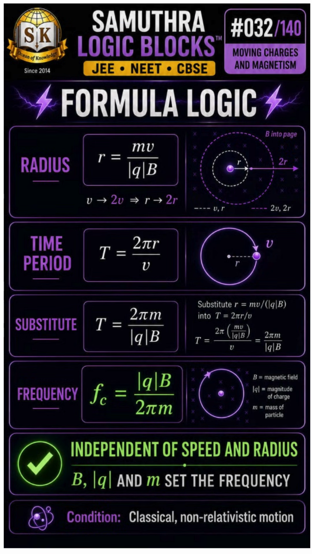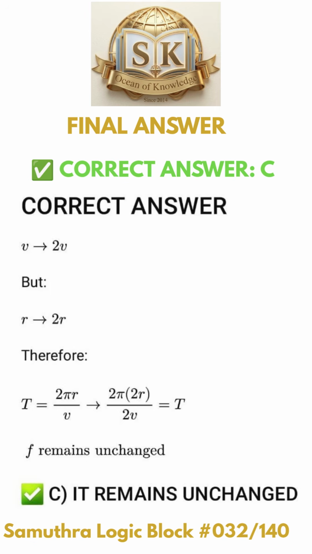So the time period is 2 pi r by v. Substituting r equals mv by qB, speed cancels completely. Therefore, the classical cyclotron frequency is qB by 2 pi m, independent of speed and radius.